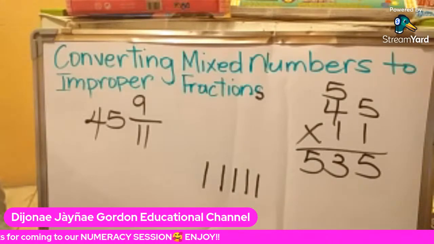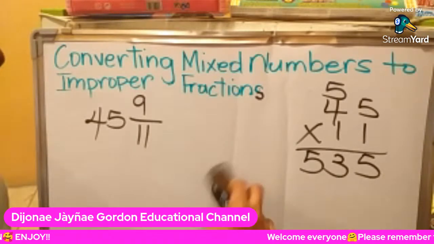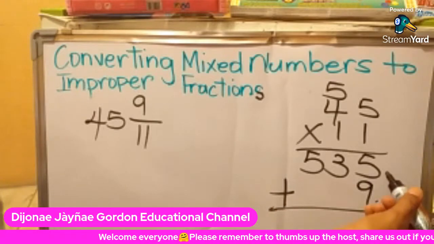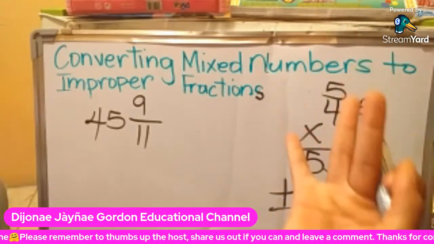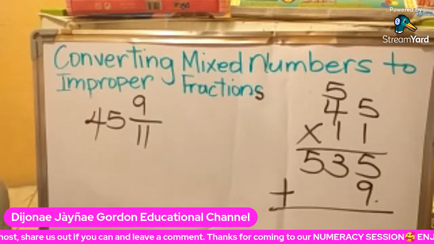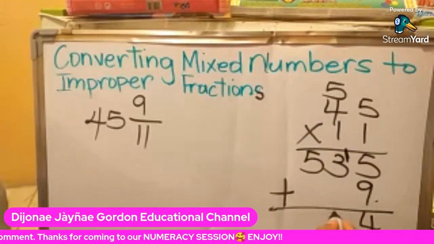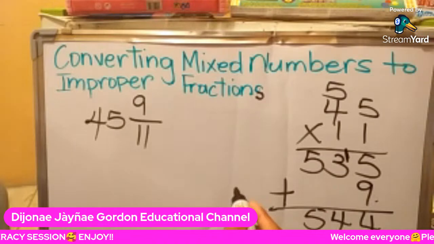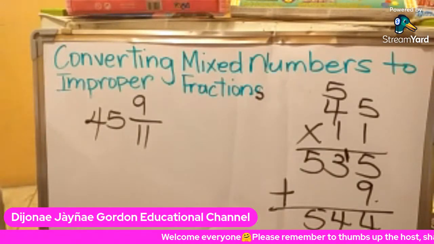So right there, you get 535. So now you're going to add 9 to it. So 5 plus 9, 9, 10, 11, 12, 13, 14. So 14 is a 2-digit number. 4 is in the ones place. Put down 4. Carry the 1. So 3 plus 1 is 4. And 5 plus nothing, you have 5. I get 544 right here.